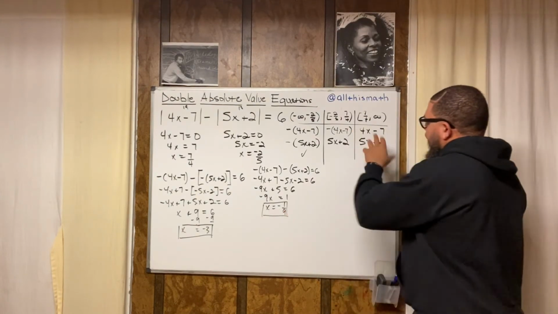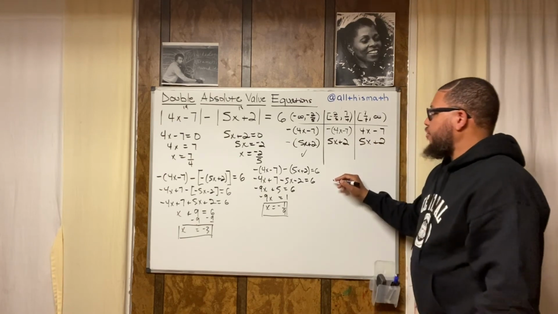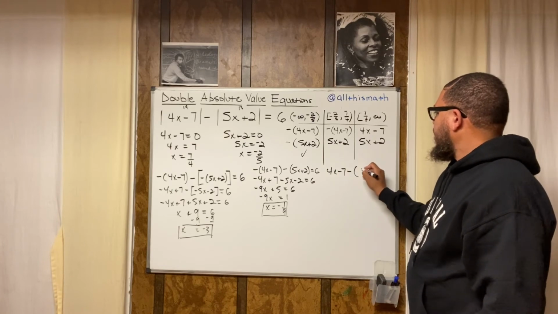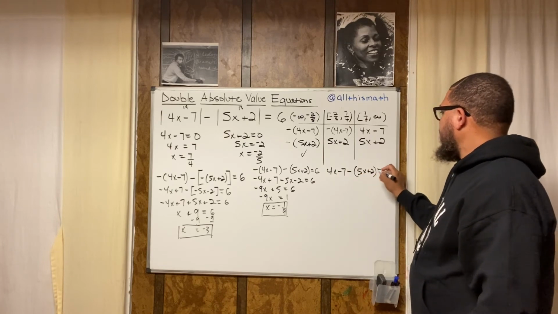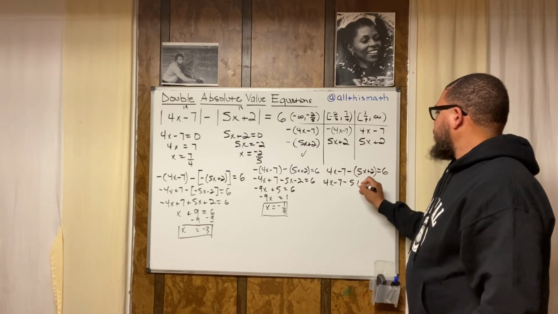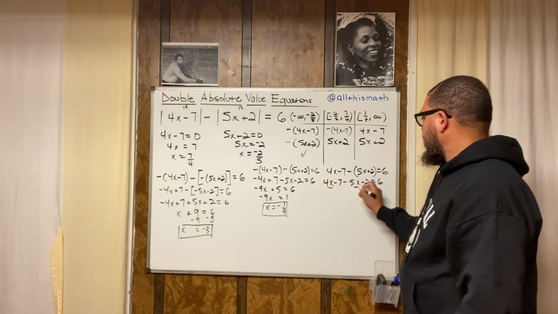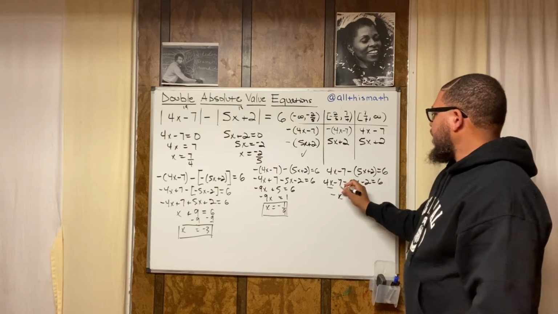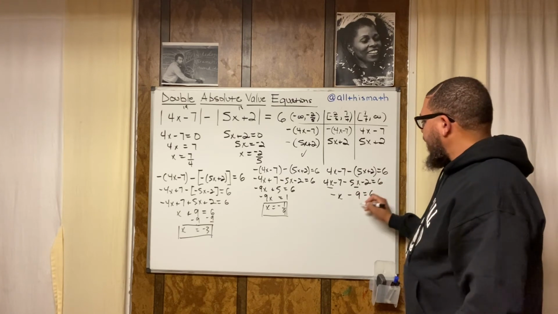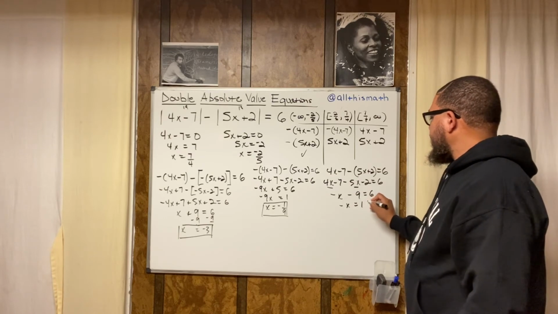All right. Now, last equation, based on these two expressions. We're going to have 4x minus 7 minus 5x plus 2 equals 6. We're going to solve that. So we got 4x minus 7 minus 5x minus 2 is equal to 6, right? Combine the x's. 4x minus 5x is negative x. Combine the negative 7 and the negative 2. That's minus 9. That equals 6. Add 9 on both sides. We got negative x equals 15.